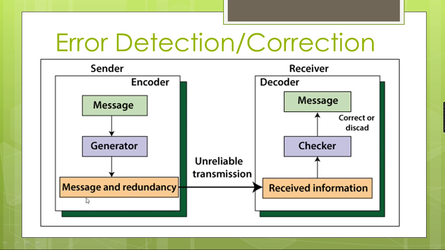Now, error detection or correction: how can it be done? What happens when the sender sends the message? The generator generates the redundancy bits. The message and redundancy are both transmitted through the unreliable transmission medium from the sender end to the receiver end. When the receiver receives this information, which contains the message and redundancy bits, the checker at the receiver end checks whether the received information is correct or not. If it is correct, it accepts the message; otherwise it discards the message.